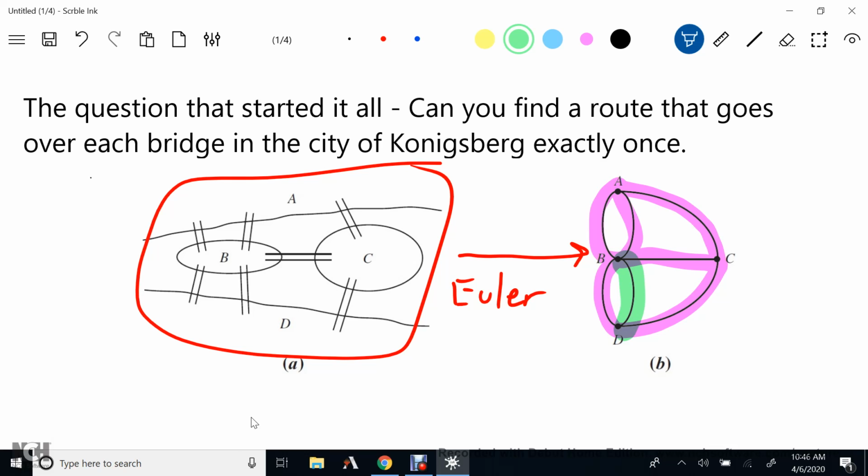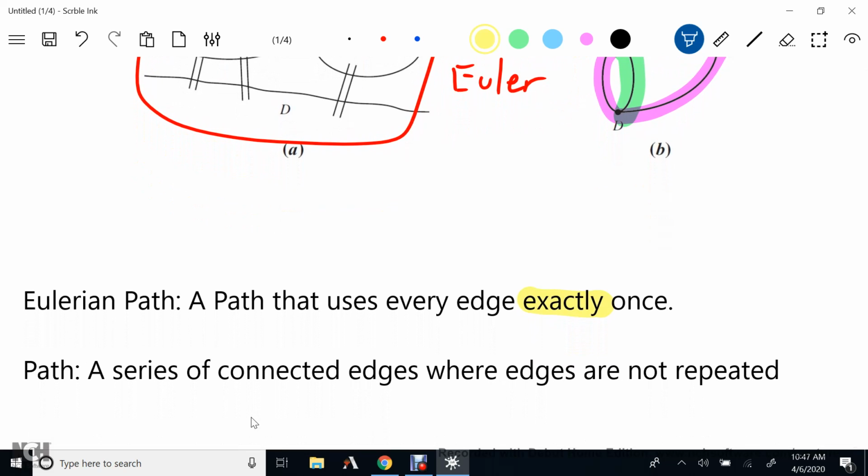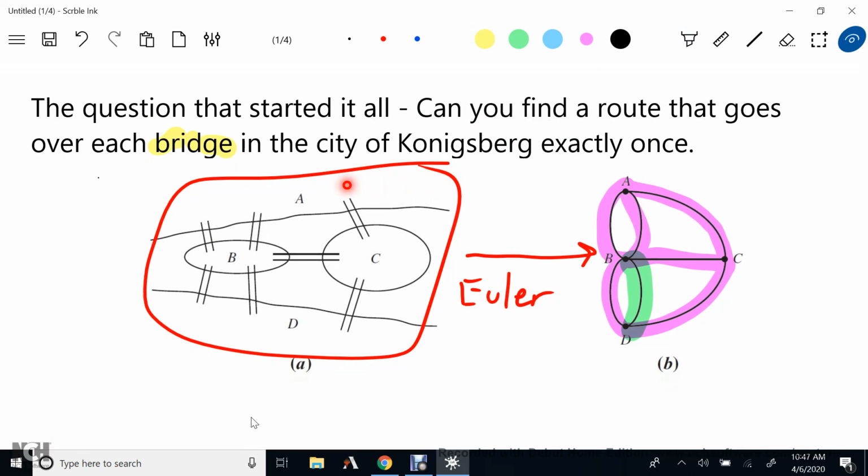And there's a name for what we're trying to do here. Finding a route that goes over each bridge, or in graph theory terms, goes over each edge exactly once, that's called an Eulerian path. So an Eulerian path is a path that uses every edge exactly once, and that means no edges are left out and you don't double up on any edges, right? And just a reminder, a path is a series of connected edges where edges are not repeated. So this question here is about finding an Eulerian path for this, and it turns out it's not possible.